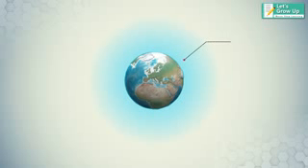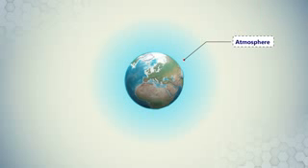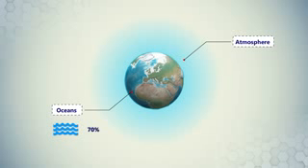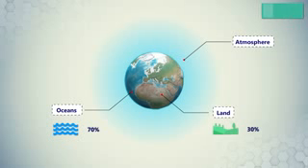It is the only planet known to have an atmosphere containing free oxygen, oceans of liquid water on its surface, and of course, life. Roughly 70% of Earth's surface is covered by water, most of it in the oceans, and 30% of Earth's surface is land.